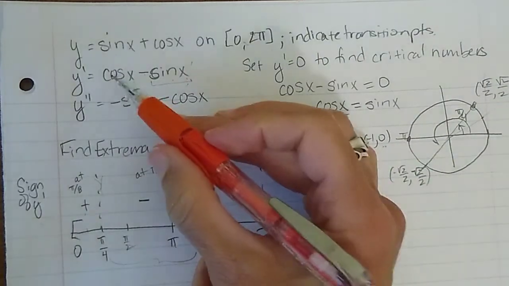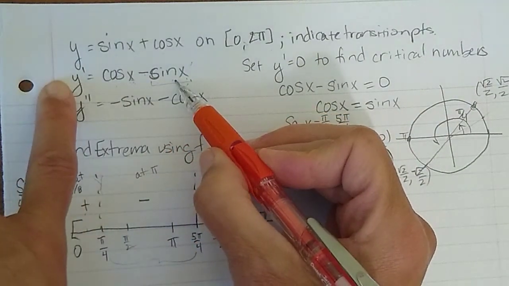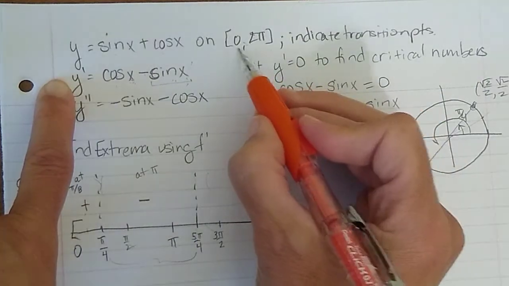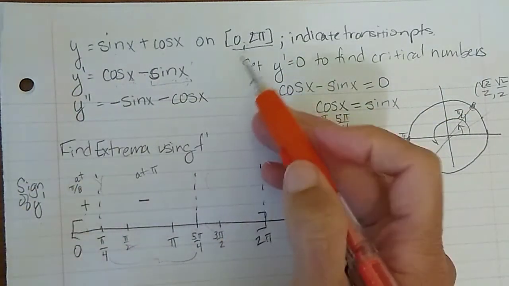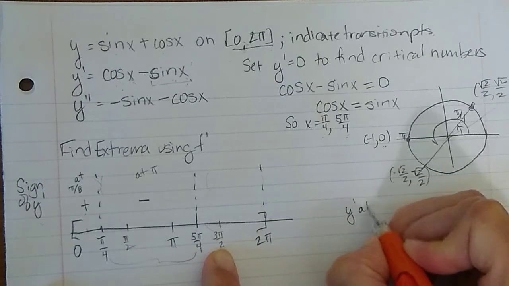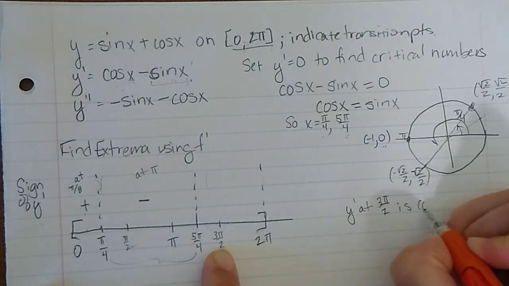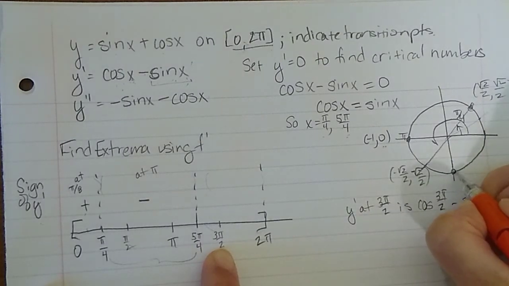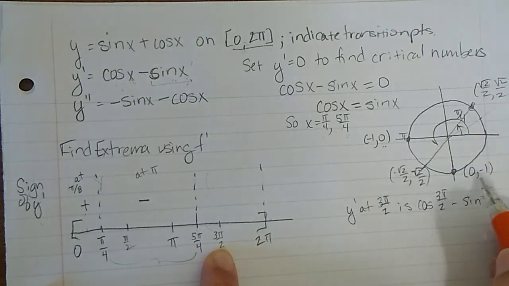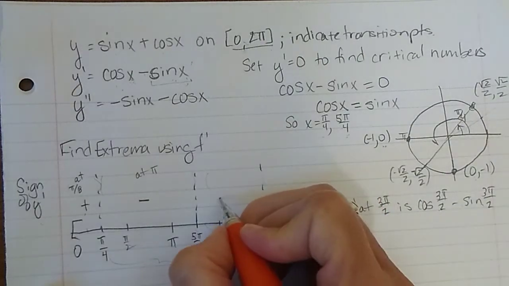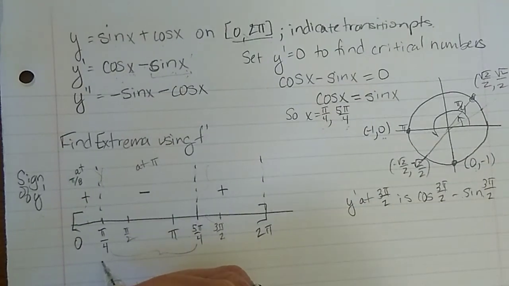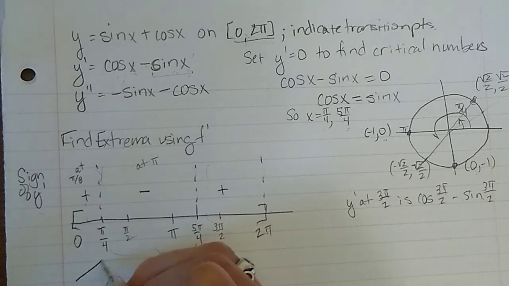I'll check cosine of 3 pi over 2 minus sine of 3 pi over 2, remembering each time I'm checking the sign of the first derivative at a number in this interval determined by the interval that we're given and by the critical numbers. So if I check this first derivative at 3 pi over 2, I'll write that one out. Y prime at 3 pi over 2 is cosine of 3 pi over 2 minus sine of 3 pi over 2. That's this point on the unit circle, which has coordinate (0, -1). Cosine's the first coordinate, so that's 0 minus a -1. That's positive.